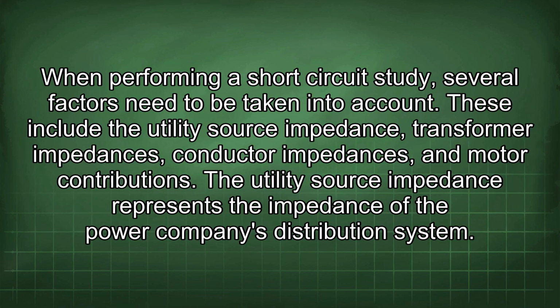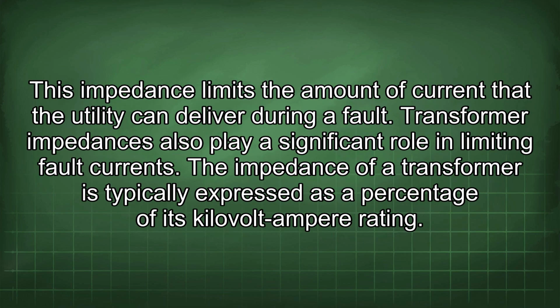When performing a short-circuit study, several factors need to be taken into account. These include the utility source impedance, transformer impedances, conductor impedances, and motor contributions. The utility source impedance represents the impedance of the power company's distribution system. This impedance limits the amount of current that the utility can deliver during a fault.